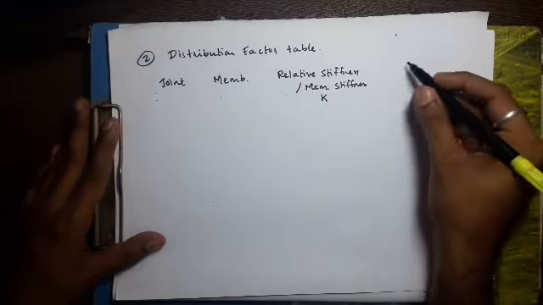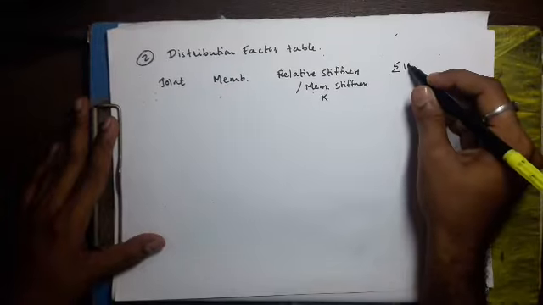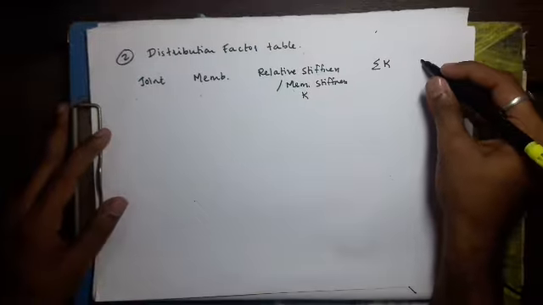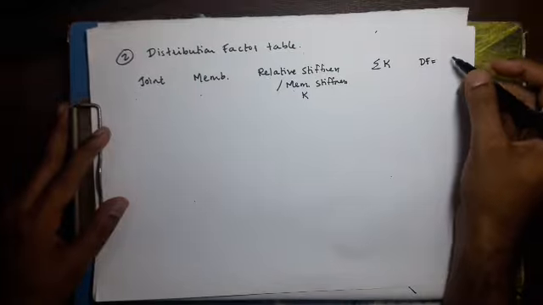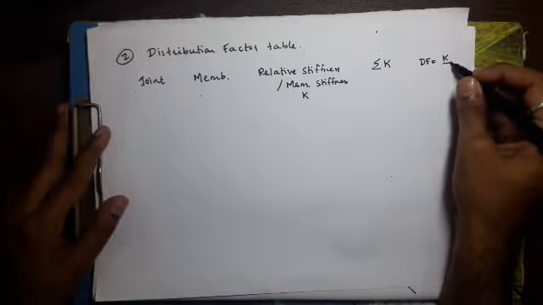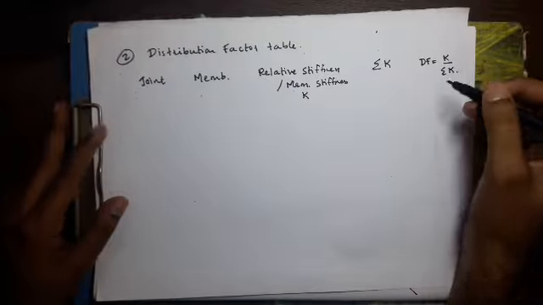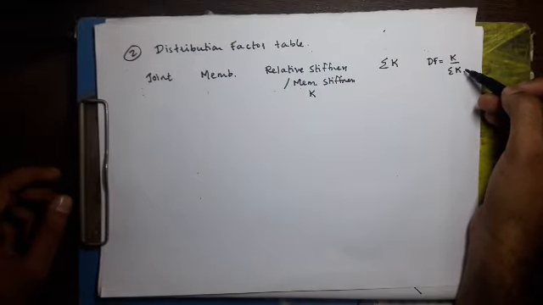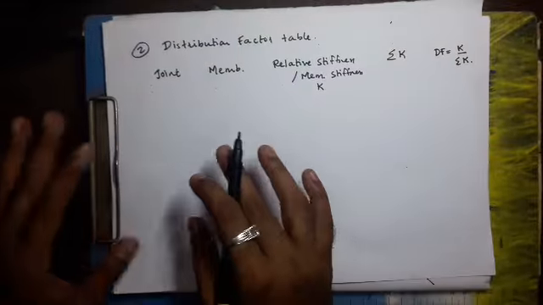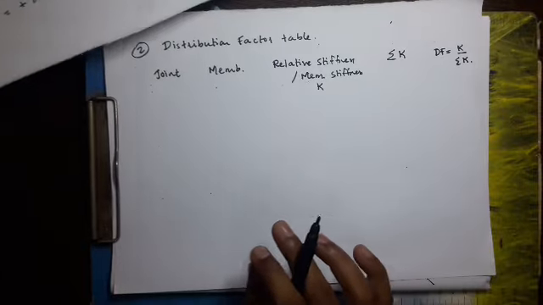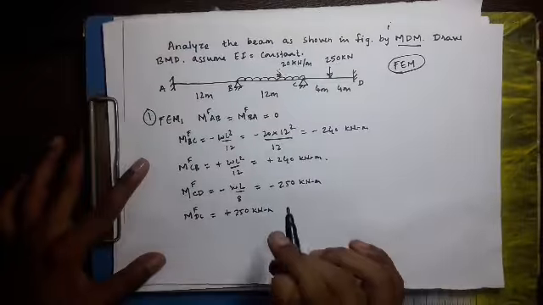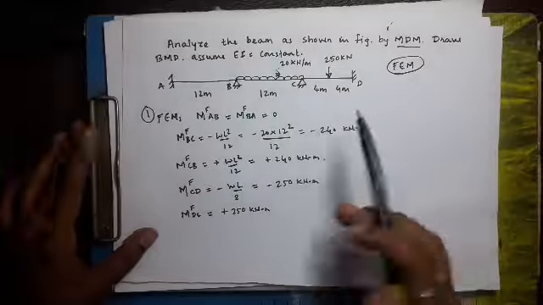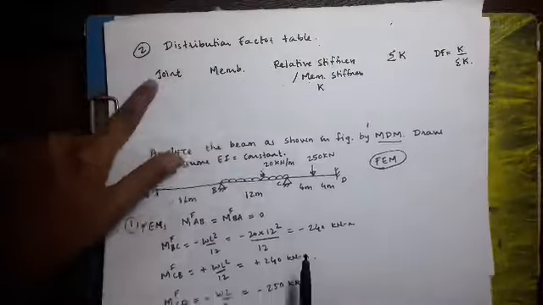Okay. After this we have joint stiffness factor, summation of K. Then we have a distribution factor. We know the formula of distribution factor is K by summation of K. It is the ratio of member stiffness factor and joint stiffness factor. Now joint we have to consider, you see the problem, a joint which has got two members or more than two members in case of distribution factor table.